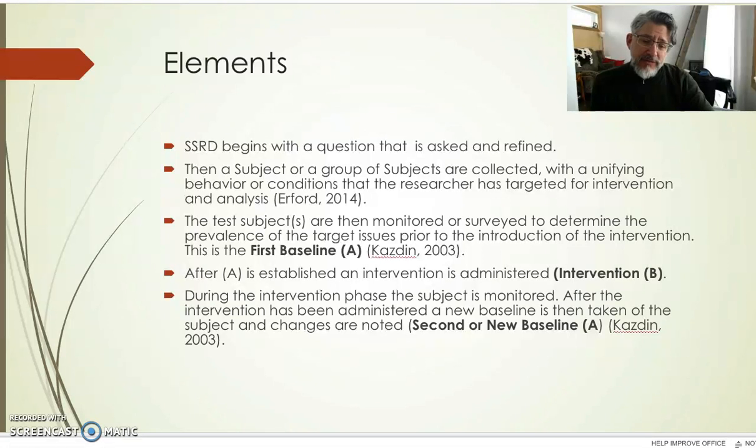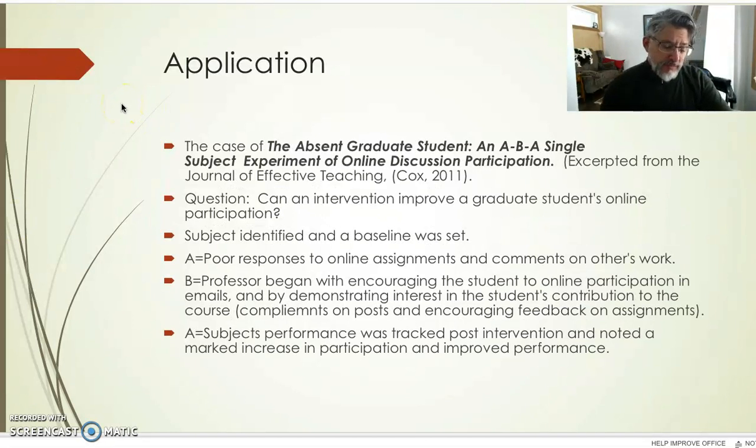After A is established, an intervention is administered. So an intervention has to be determined and preliminary testing done to see if it has any effect or presence on the subject or subjects. That's going to be referred to as the intervention, or B in this case. During the intervention phase, the subject is monitored. After the intervention has been administered, a new baseline is taken of the subject and changes are noted. The second baseline is administered and determined, and that is another A position. So what we have is an A-B-A application.